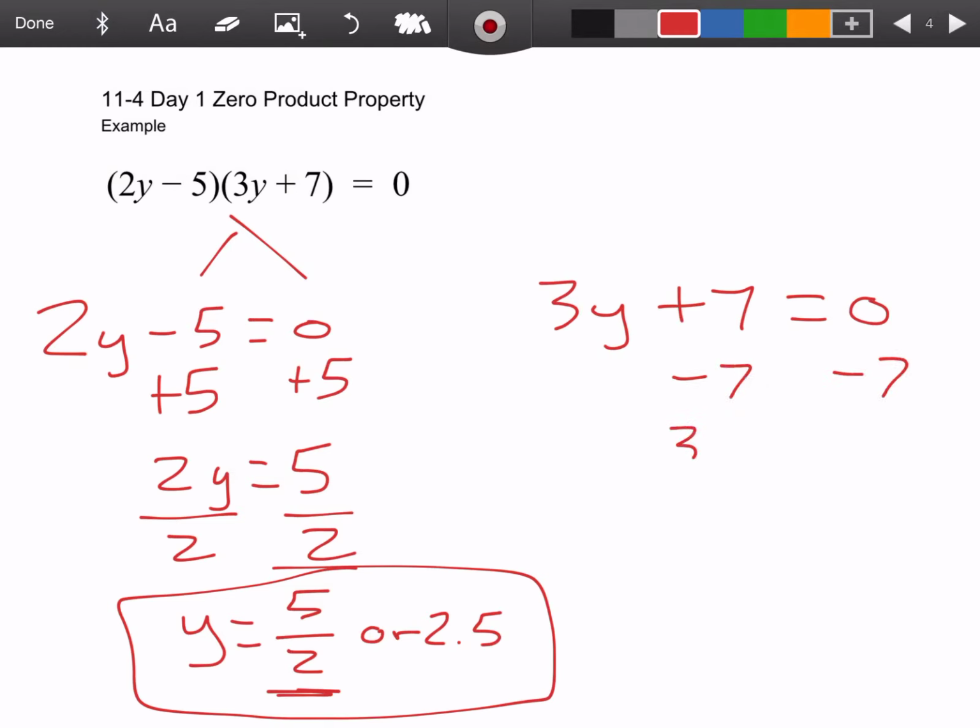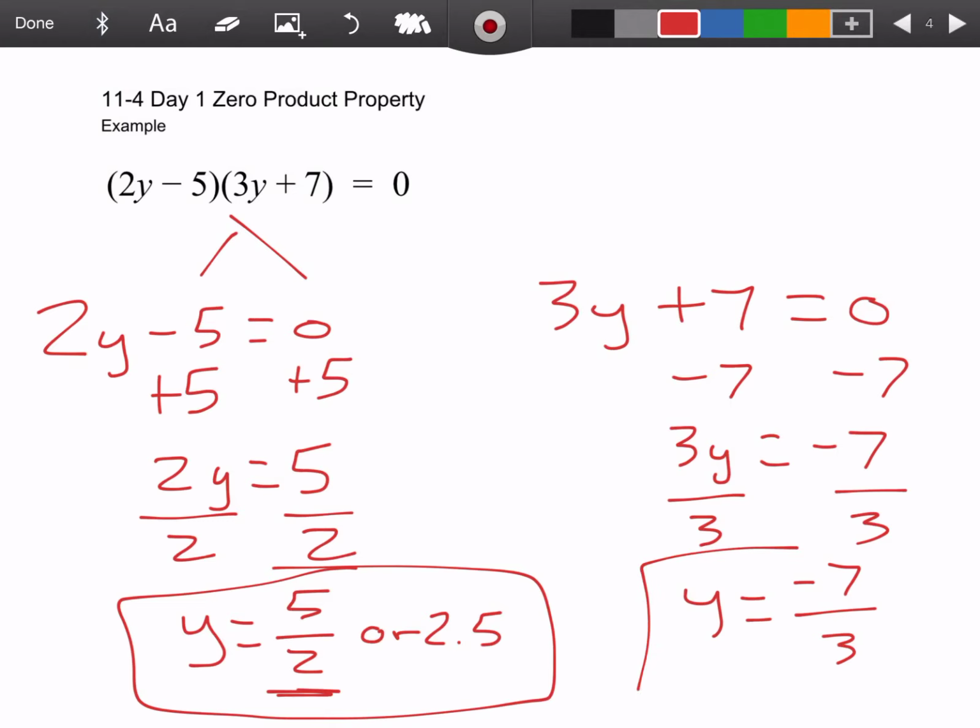On the other side, we subtract 7. We have 3y equals negative 7. Divide by 3, and y equals negative 7/3. I would leave this one as just negative 7/3. So you have two answers, 5/2 and negative 7/3. It's not really as important, you could use a calculator to do negative 7 divided by 3 to find the decimal, but I believe they'll just have you enter your answers as fractions.